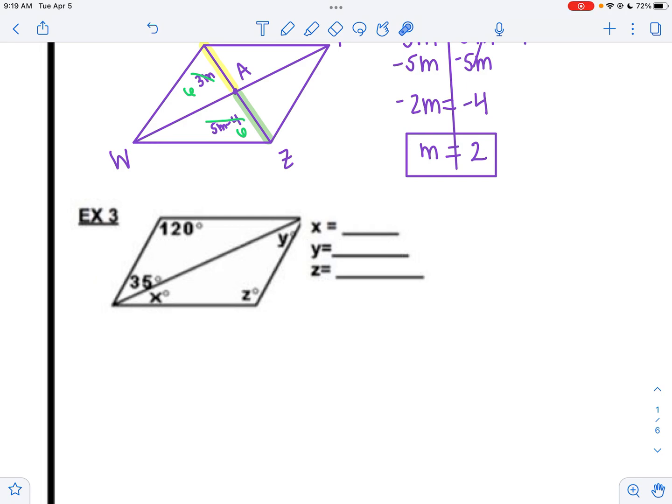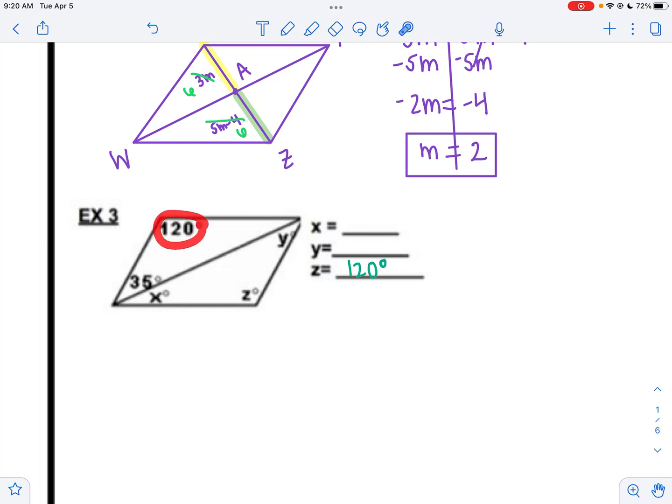I just need to find these missing angles. So I like to start with the opposite rule. So if I know that this is 120 and I go across to the opposite, well then angle Z has to be 120 because the opposites are congruent. Okay, so I figured that out, but now I need to get X and I need to get Y.